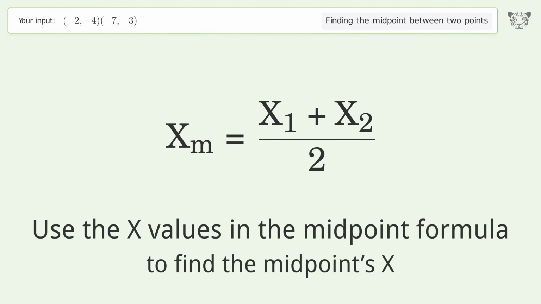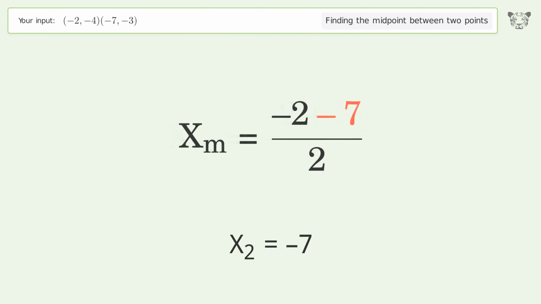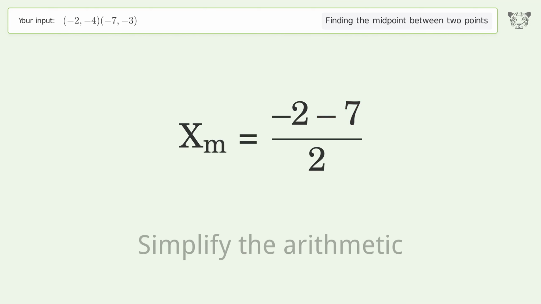Use the x values in the midpoint formula to find the midpoints x. x1 equals -2. x2 equals -7. Simplify the arithmetic.